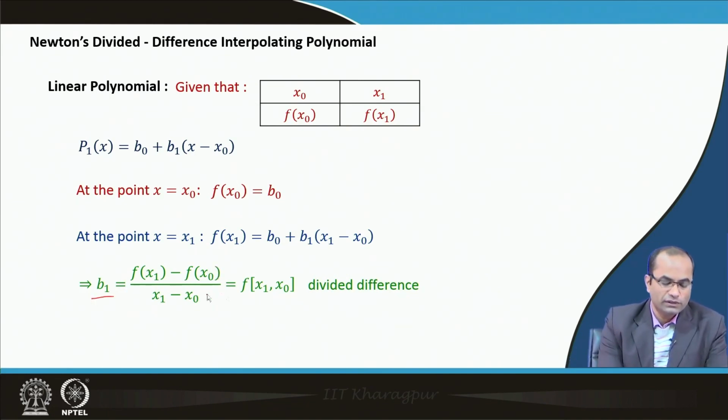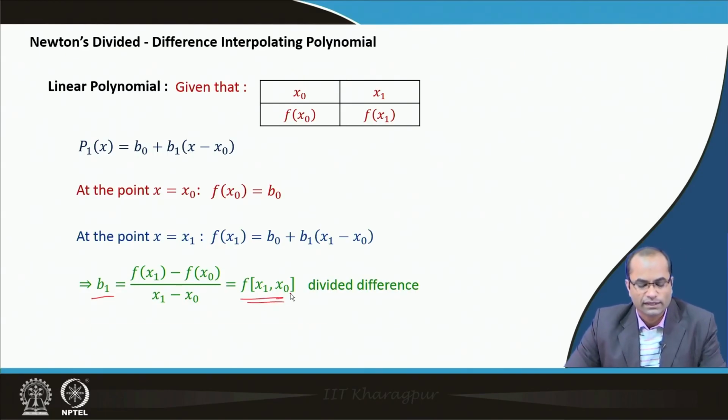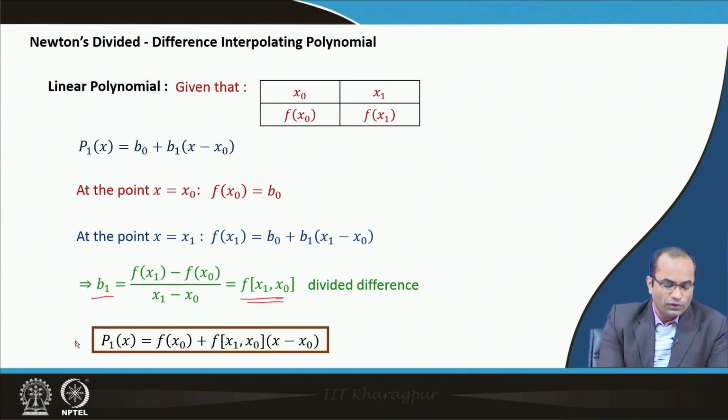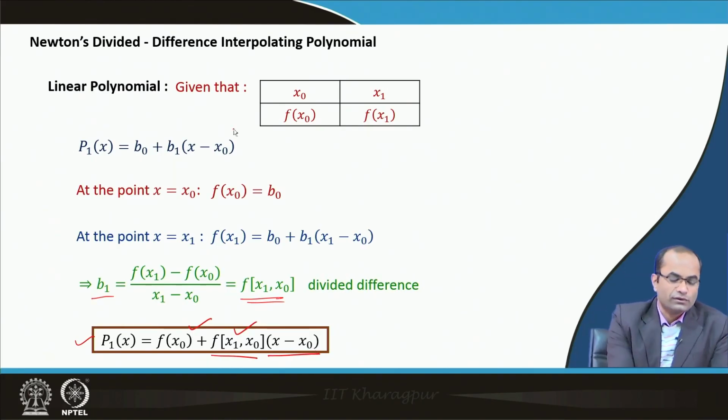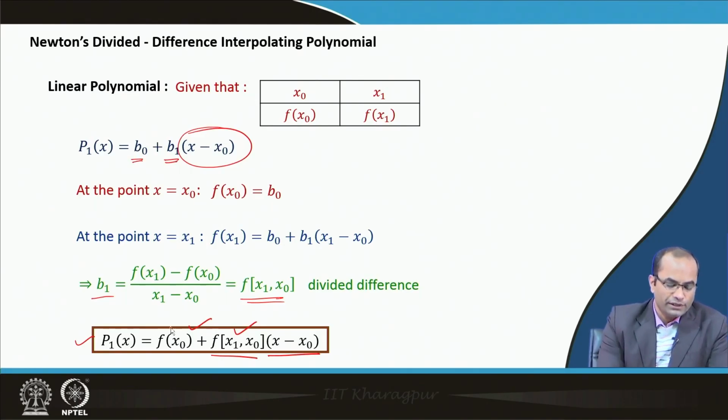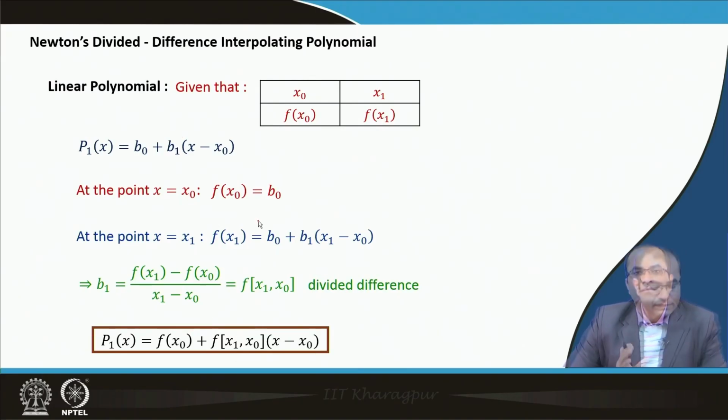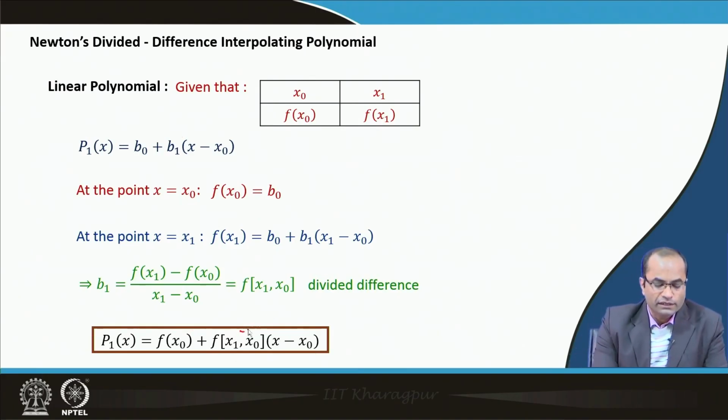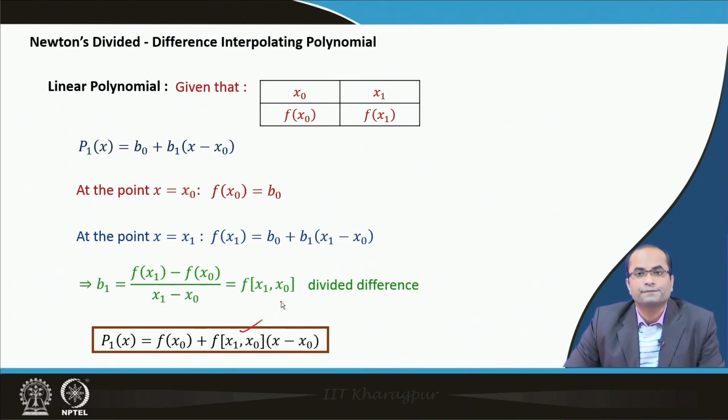So, having this b 1 in terms of this f x 1 x naught, we got the polynomial as f x naught plus this divided difference here with 2 points, and then we have here x minus x naught, which was there already in the polynomial. So, the b 1 we have substituted as this divided difference, and the b naught was f x naught. So, we got this polynomial of degree 1 in terms of the divided difference.